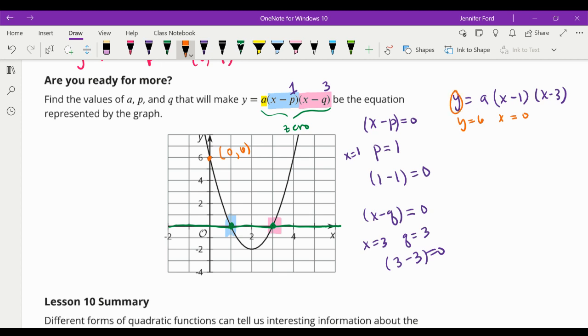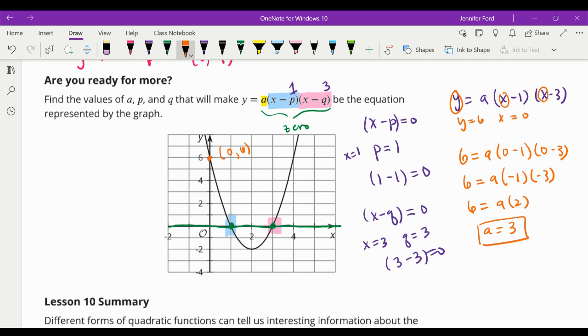So y equals 6 equals a times, x equals 0, so 0 minus 1, times 0 minus 3. So I have 6 equals a times negative 1 times negative 3. 6 equals a times 3. So a has to be 2.